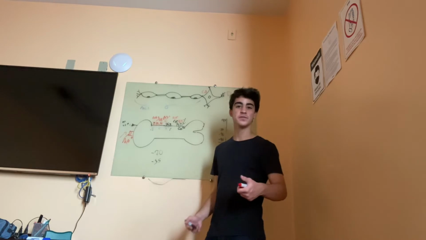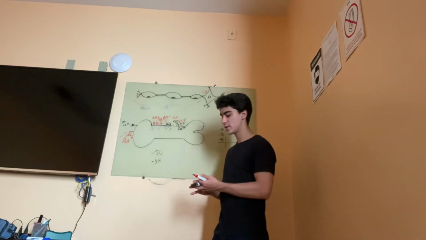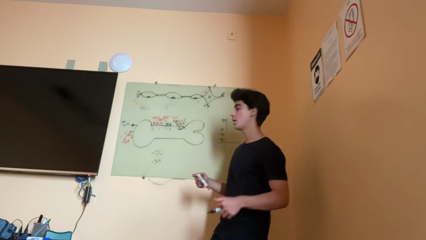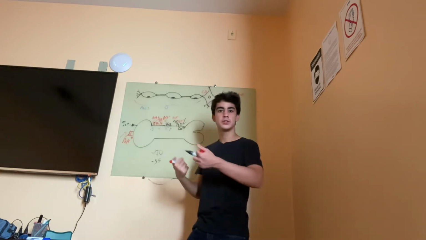Once it hits minus 55, there's something called the threshold. It's a very important part of the neuron communication. It's going to stimulate all the sodium gates spread through the neuron to open.